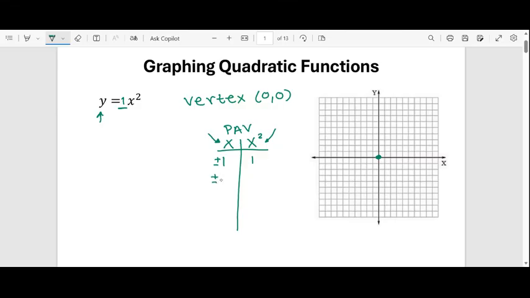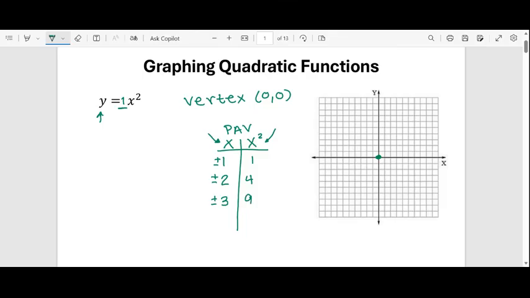If I move to the left or the right 2 squares, I'm going to have to square that x movement to find my y movement. So 2 squared would be 4, as well as negative 2 squared would be 4. What I mean by that is 2 times 2 is 4, and negative 2 times negative 2 is also 4. So I would move up 4 squares because it's a positive number. If I move to the left or the right 3 squares, I would square positive or negative 3, and I'd be moving up 9 squares.